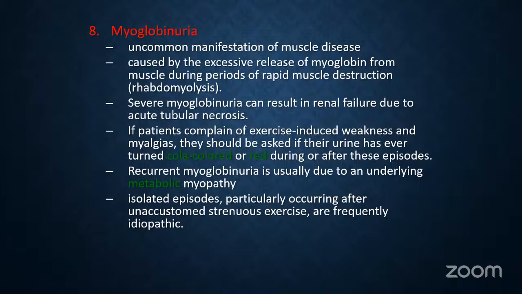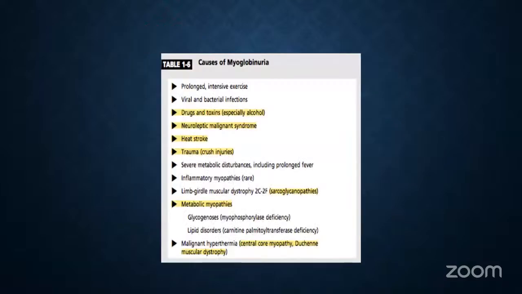It is caused by excessive release of myoglobin from the muscle during periods of rapid muscle destruction. Severe myoglobinuria can result in renal failure and acute tubular necrosis. Patients present to us with cola-colored or red-colored urine. It's usually due to underlying metabolic myopathy. These are various causes of myoglobinuria: drugs, toxins, neuroleptic malignant syndrome, heat stroke, trauma, metabolic myopathies, and rare causes are malignant hyperthermia and LGMD. Physiologically, it is common after prolonged and intensive exercise, and it can also be seen after viral and bacterial infections.